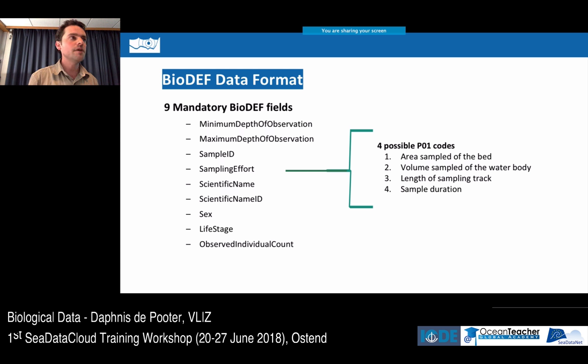Sampling duration may be relevant if you are putting out a fyke or a net, leaving it in the water, and then after a day or so you come back and pick up your net. In that case your sampling effort would be a duration. Scientific name ID are mandatory. The sex of the specimen, the life stage, and the observed individual count: how many of that specimen did you find in the sample?